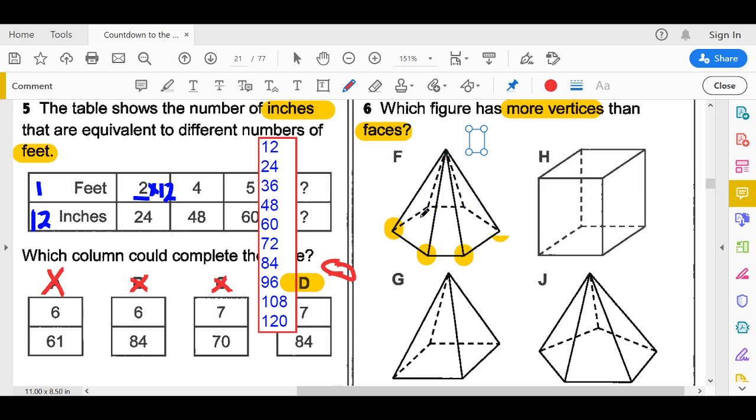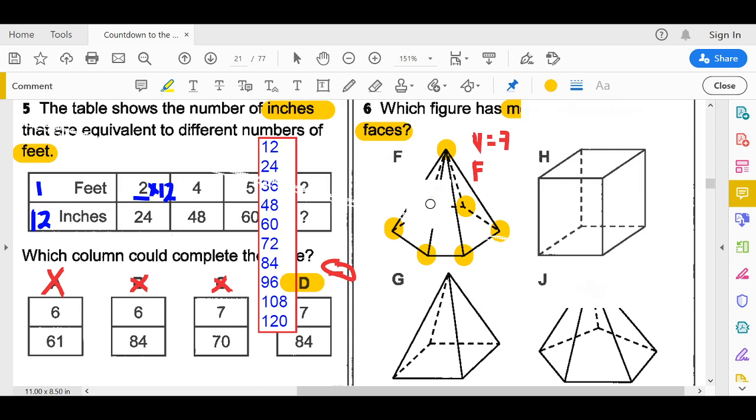1. Wait, that's not really a dot, I'm sorry. Let me just erase right here, because this is not really a dot. Okay, let me just do again my vertex right there. And let's do a dot again. So 1, 2, 3, 4, 5, and 6 faces.